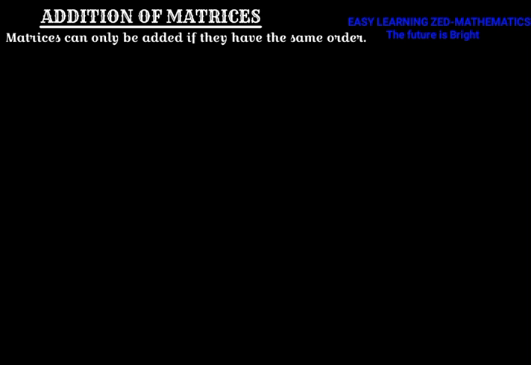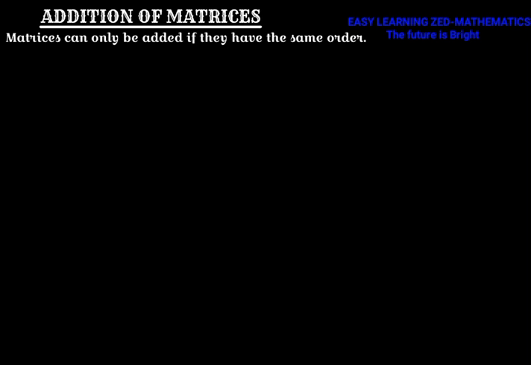The first point is matrices can be added if they have the same order. Okay, so you can only add matrices that have the same order. If you don't know how to identify the order of matrices, check in the description box. I've put the link to the video that talks about orders of matrices.